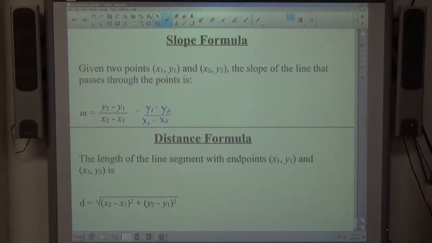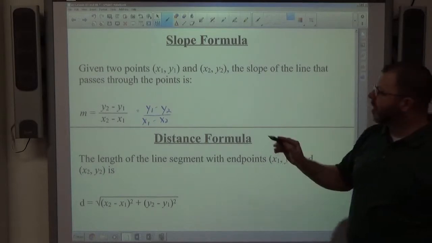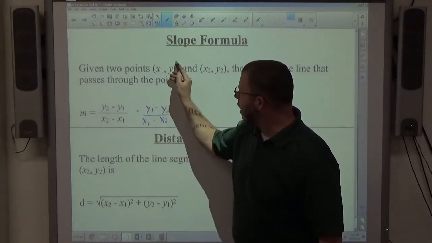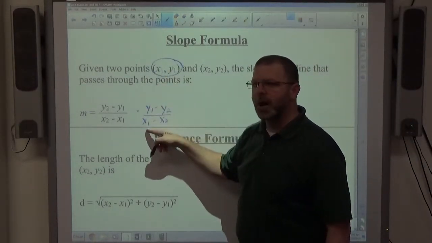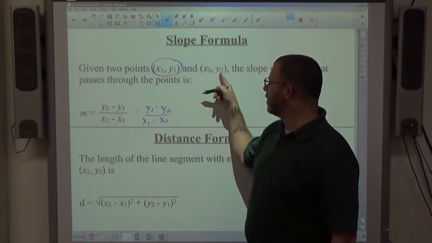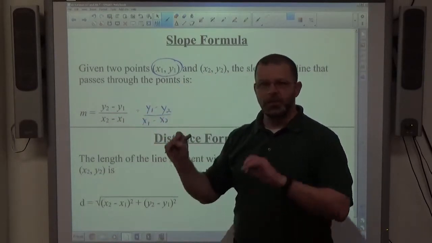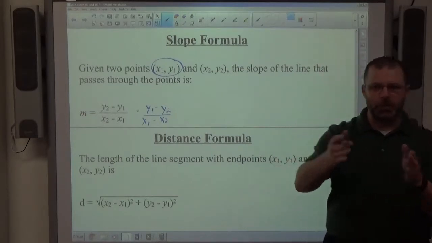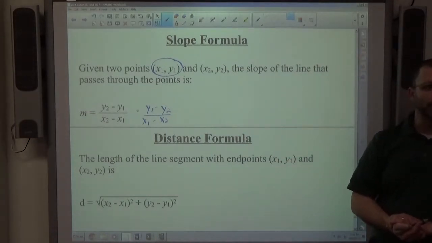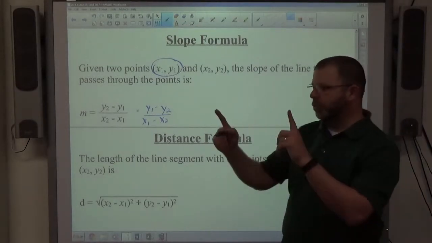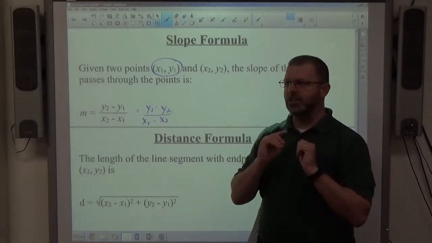Okay. The one requirement of the slope formula is whichever point, let's say I'm starting with the sub 1 on top, I got to start with the sub 1 on the bottom. If I start with the sub 2 on top, I got to start with the sub 2 on the bottom. The order of subtraction has to be the same from point to point, but it doesn't matter which one you do first as long as you do the same on top and bottom. The reason why is if you swap the order of subtraction, you change the sign, right?